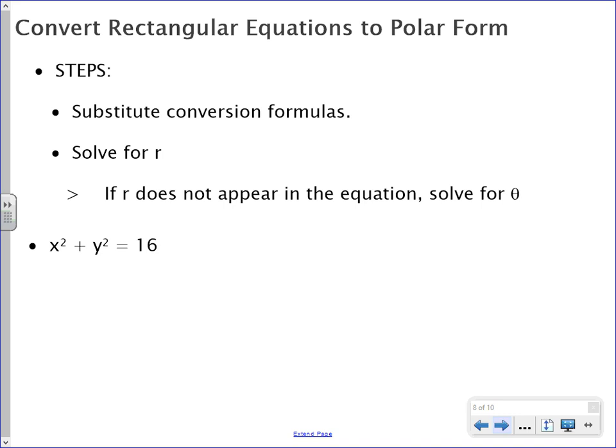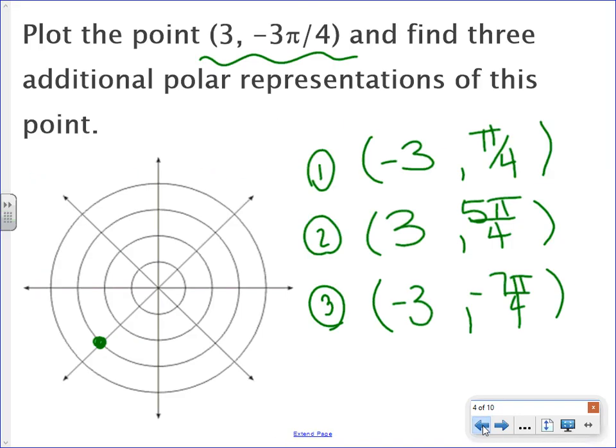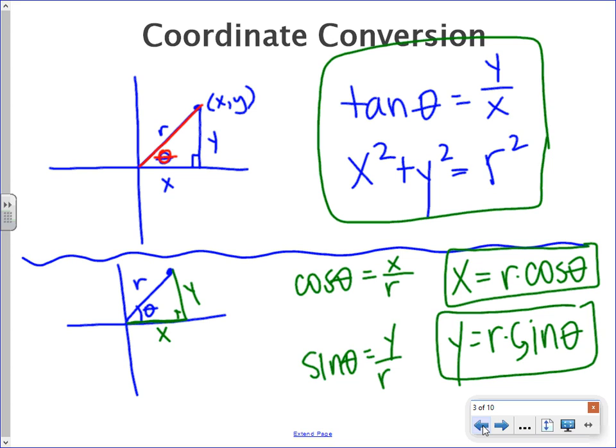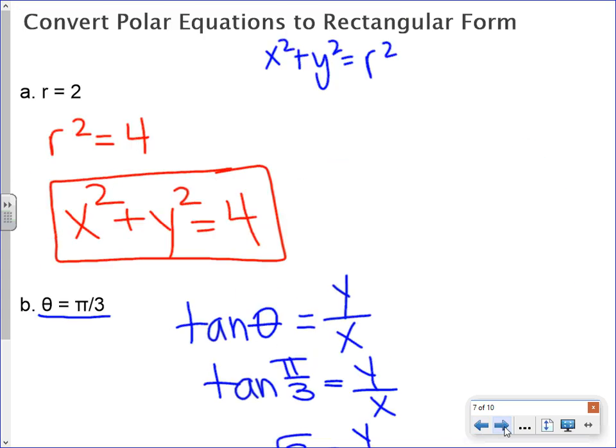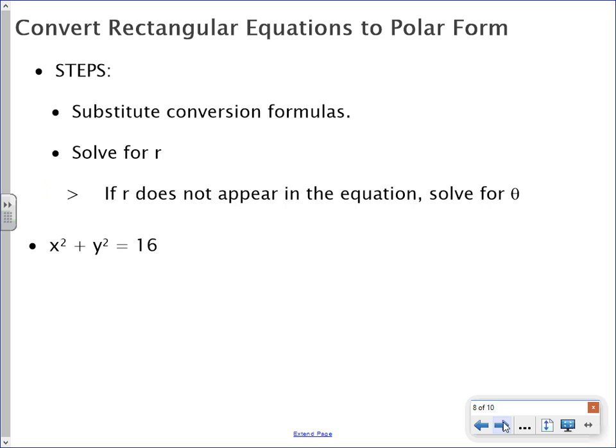My advice to you when you do your homework, I would write those 4 conversion formulas at the top of your paper. I'll come back. These 4, 1, 2, 3, 4. Write those at the top of your paper. Anything you do, you need them. Okay? Conversion of coordinates, conversion of equations.